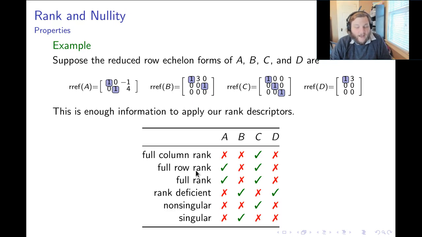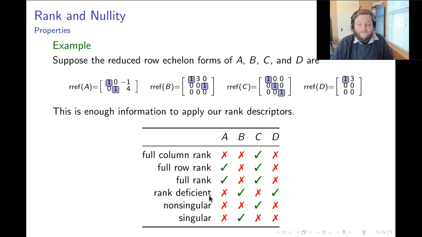A similar analysis applies to the term full row rank. Of these matrices, the ones that have full row rank, meaning that the rank equals the number of rows, are, I guess, matrix A and matrix C. What about full rank? Full rank means the rank either equals the number of rows or it equals the number of columns. The only matrices that satisfy this requirement are A, which is full row rank, and C, which happens to be both full row and full column rank.